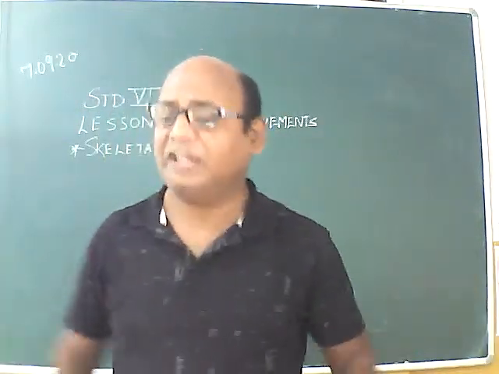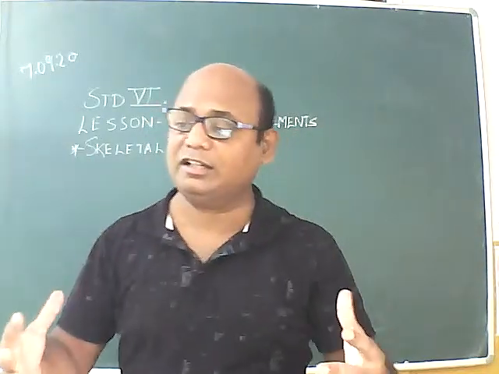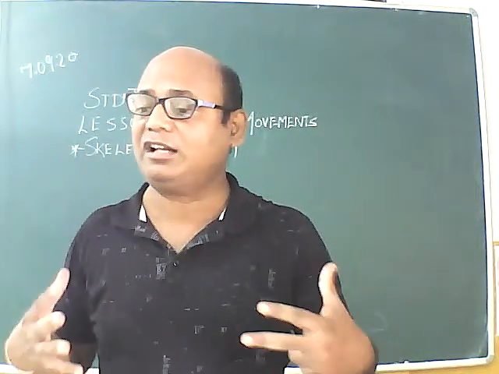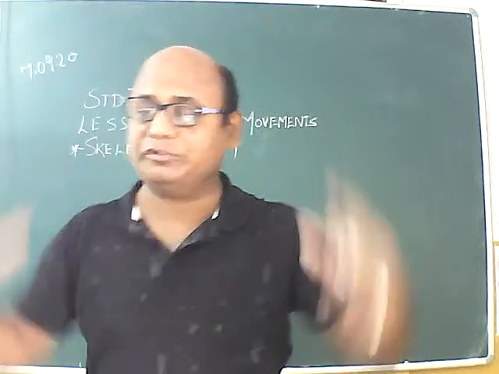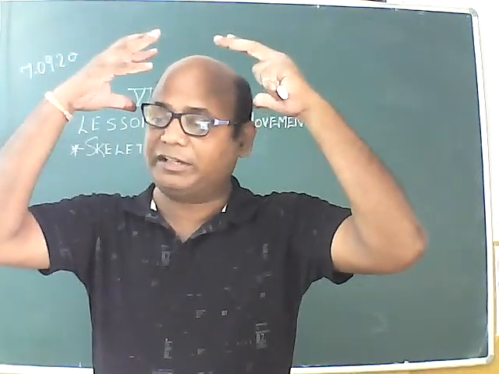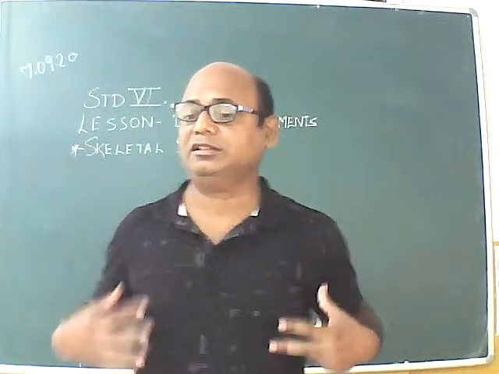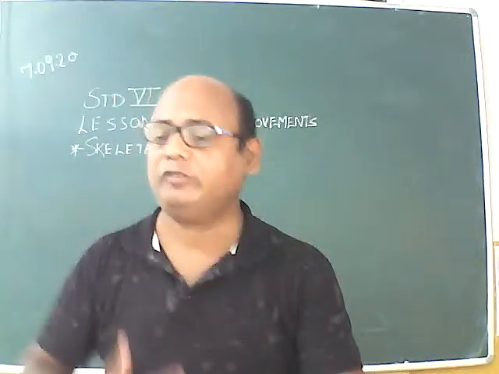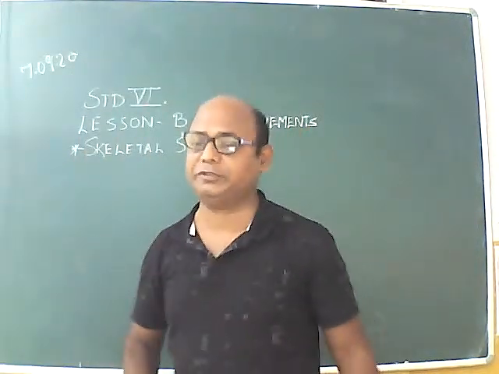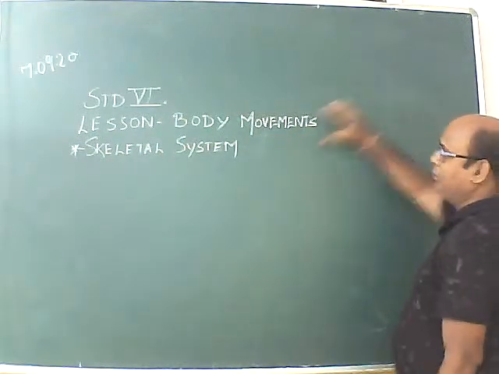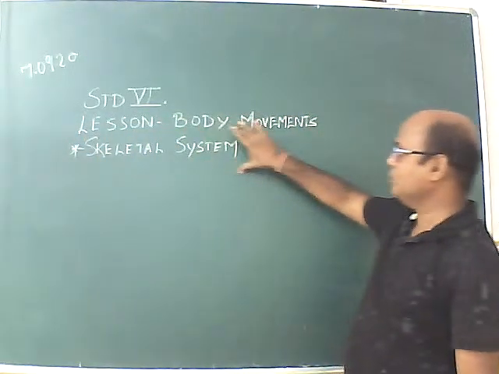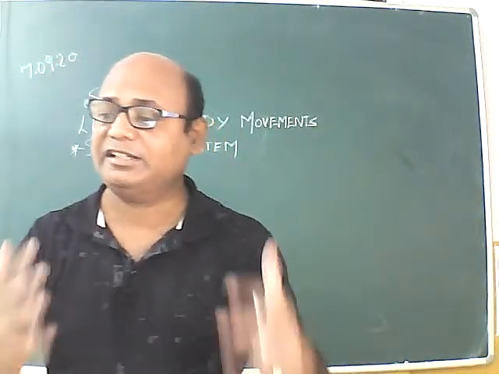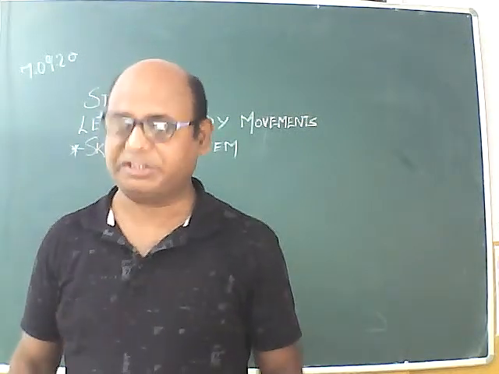We already studied that our internal organs like brain, heart, liver, lungs are protected by skeletal system. Brain is protected by cranium, and heart and lungs are protected by rib cage. Today we will move a little bit forward. Today we will study different bones in the skeletal system, the different bones present in the skeletal system.